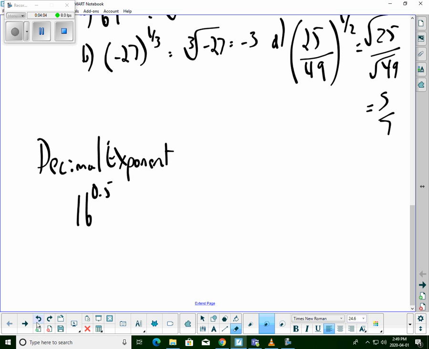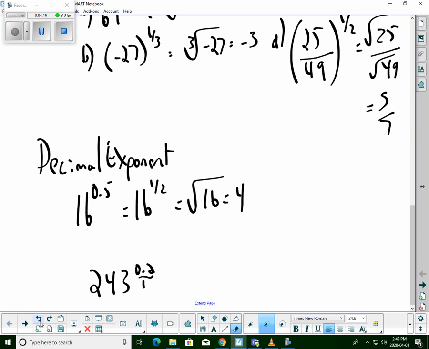Okay, 16 to the 0.5. Okay, 0.5. We know that's 1/2. That's not bad. We know that's square root of 16. That's 4. No problem. However, it does get a little bit harder. I've got 243 to the 0.2.